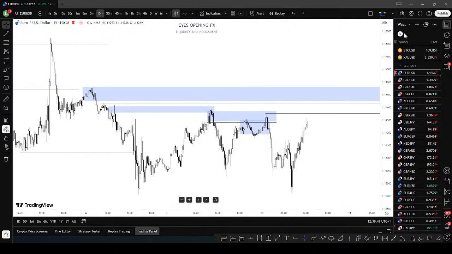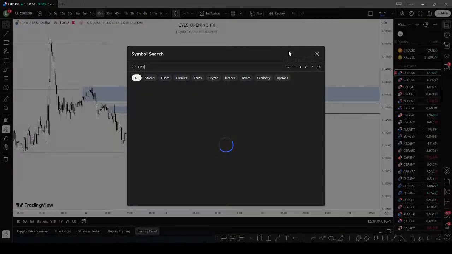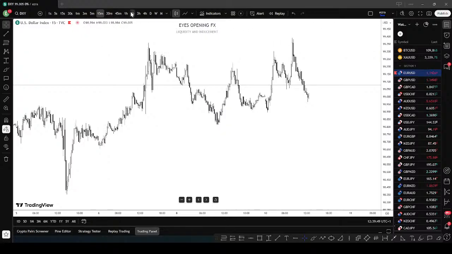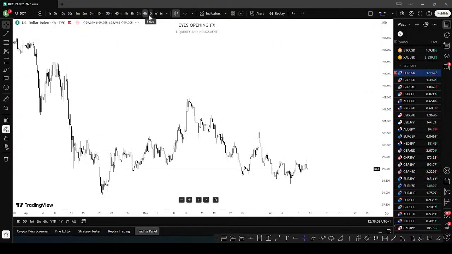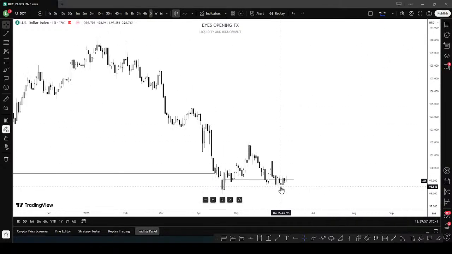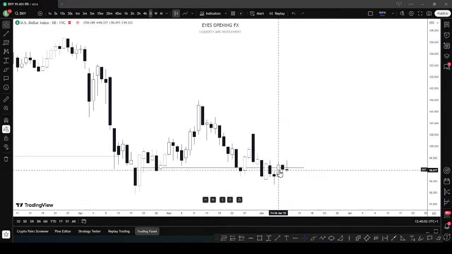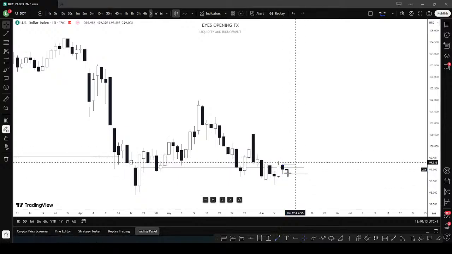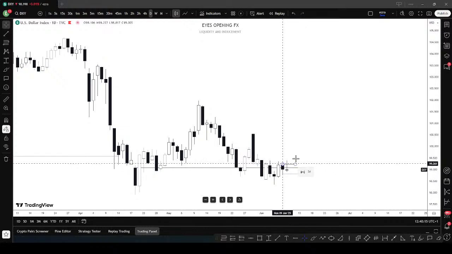Let's look at DXY. DXY did not take last week's high or last week's low. I mean to say, it took out Monday high. Perfect. It took out Monday high, which can lead to a sell program. Perfect, so this is an SMC.